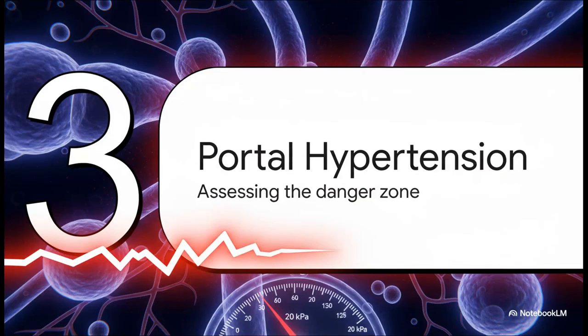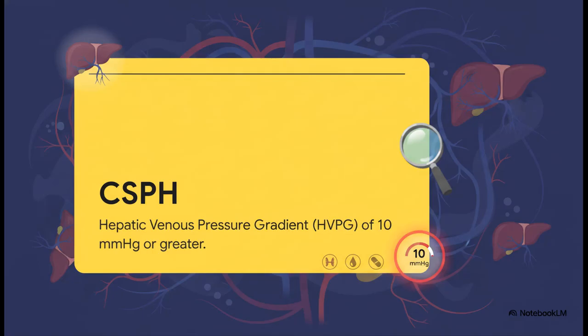All right, now we're entering the primary danger zone. Section 3, assessing portal hypertension. If your patient has an LSM of 15 kilopascals or greater, they enter this critical pathway. Before we assess it, let's establish a crystal clear baseline definition. Clinically significant portal hypertension, CSPH, is definitively defined by a hepatic venous pressure gradient, or HVPG, of 10 millimeters of mercury or greater. This is the physiological threshold where the whole game changes.